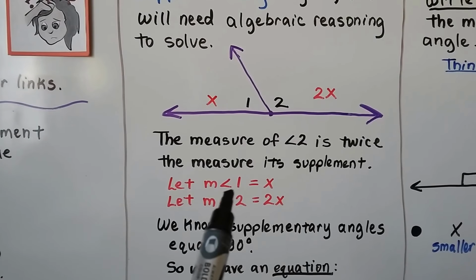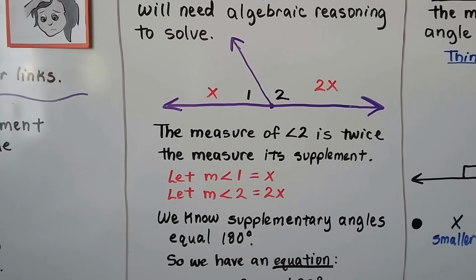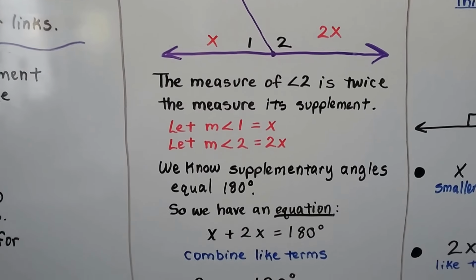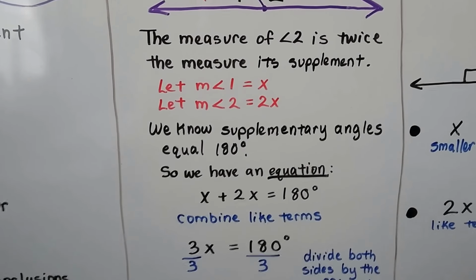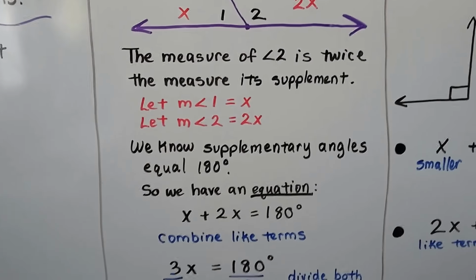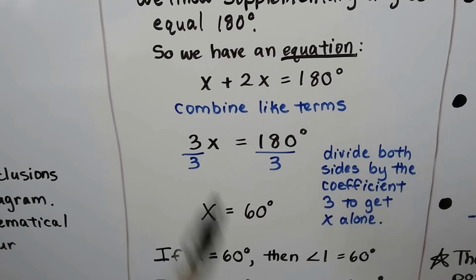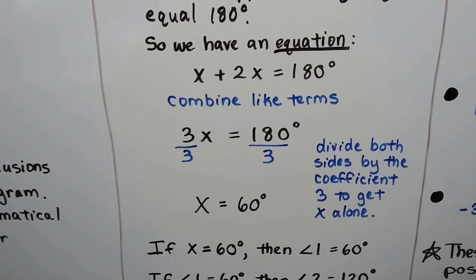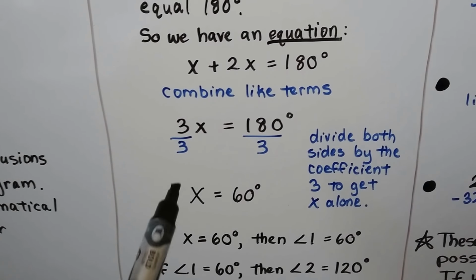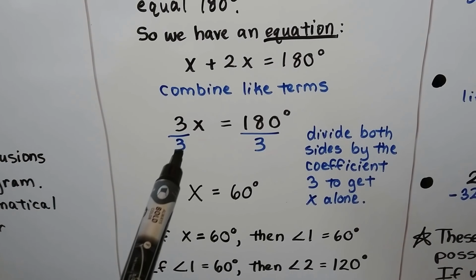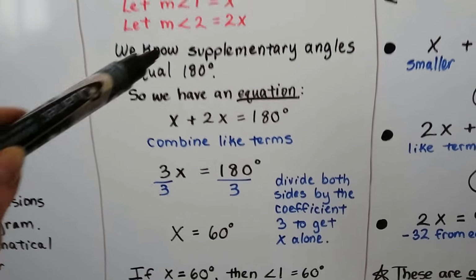We can let the measure of angle 1 be x and the measure of angle 2 be 2x because it's twice angle 1, see? We know supplementary angles equal 180 degrees. We have our equation. We have x plus 2x equals 180 degrees. This plus this should be 180. We combine the like terms. If we have an x and we add 2x, we have 3x. Now we have 3x equals 180 degrees. We divide both sides by this coefficient 3 to get the x alone. And same numerator and denominator, so we have a 1. We have 1x. We divide this by 3 and we get 60. So we know x is 60.